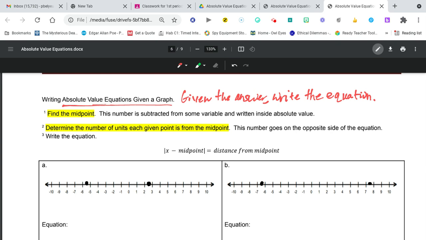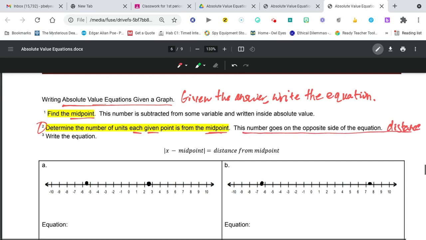The graph of answers. First of all, you're going to find the midpoint. So you're going to look at the 2 points and calculate what is in the middle. And it's very easy to do that. All you do is determine the number of spaces between the 2 points and then find the middle part of it. And then what you're going to do is determine the number of units each given point is from the midpoint. And that's going to represent your distance, okay? This represents your distance. This is why I said this number goes on the opposite side of the equation, because on the opposite side of the equation is the distance, okay?